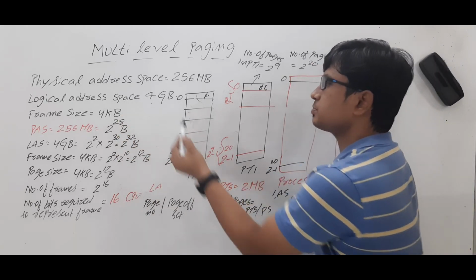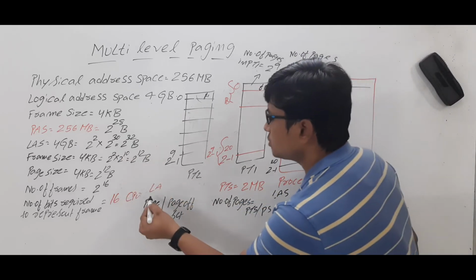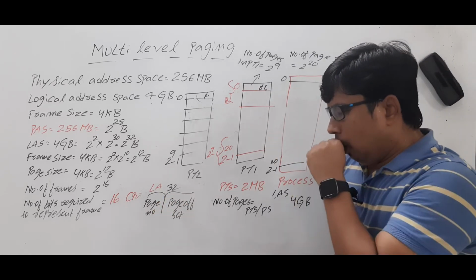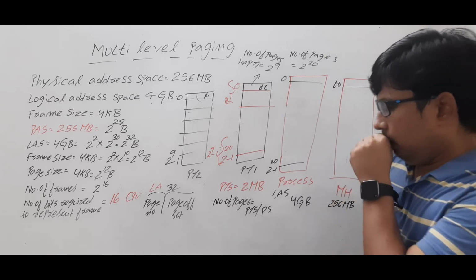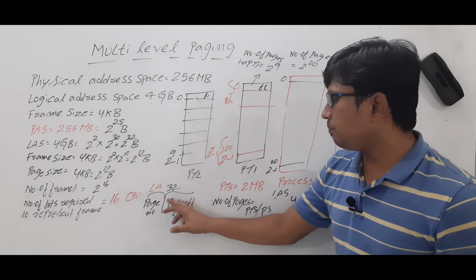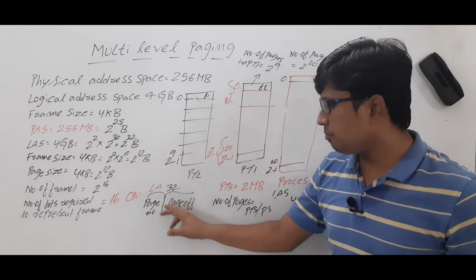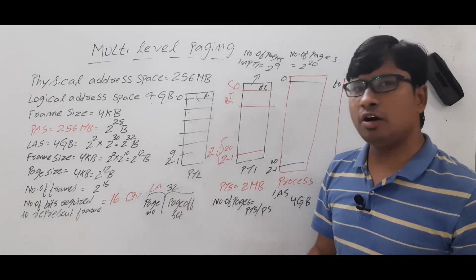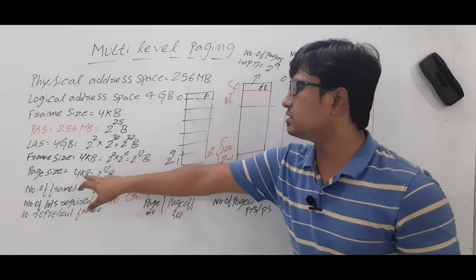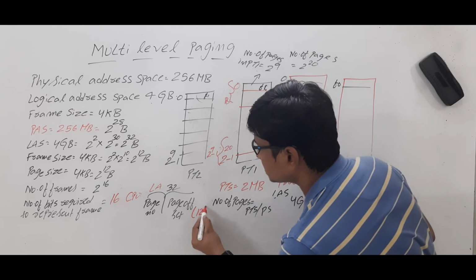The number of bits in the logical address depends on the logical address space. Here the logical address space is 4 GB, so it will be 2 power 32 bytes. So you have a logical address of 32 bits. If the logical address is 32 bits, then the page offset will depend on the page size. The number of bits required for the page offset depends on the page size. Look at the page size. Page size is 4 KB. So the number of bits required for the page offset is 12 bits.